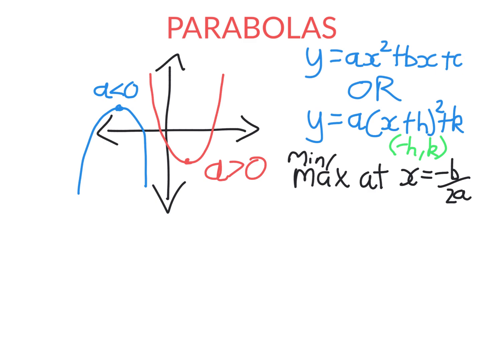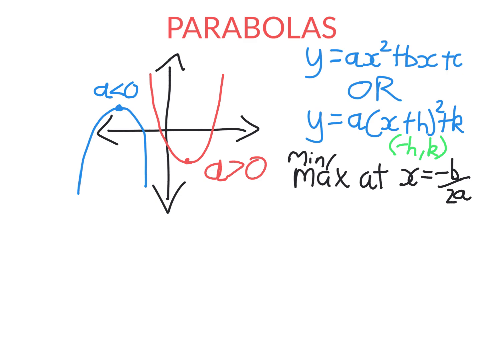Turns out every parabola does have a turning point. So if a, the number out the front here, the coefficient of x squared, is negative, you will have a frowny face and this is a maximum turning point. And if a is positive, then you will have a smiley face and this is a minimum turning point. Now, whether the turning point is a minimum or a maximum, the turning point always occurs at x equals minus b over 2a. So it needs to be in this form for you to use that formula.